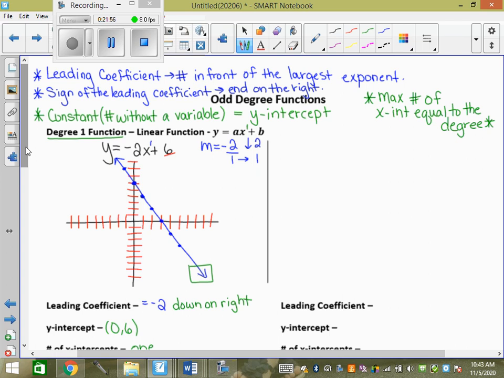Someone has their hand up? Yeah. Do you want us to write like the x-intercept? Nope, just the number of them.